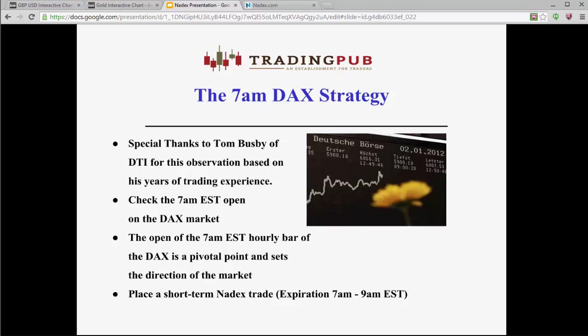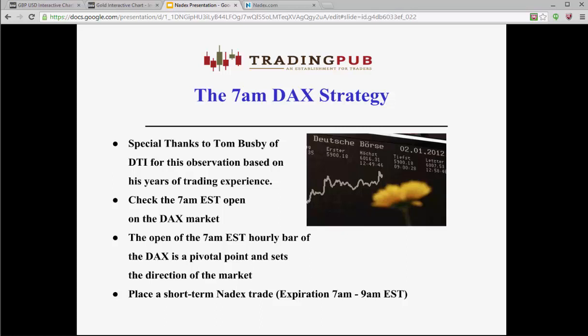Okay, this is the 7 a.m. DAX strategy. And I have Tom Busby to credit for this a lot. Tom did a webinar about a month ago that I was listening to, and he had 30 observations. I think it was observation number 5 that the 7 a.m. hourly bar for the DAX will generally set the direction for the DAX for that day. And then he just went on. I was like, wait a second, what are you talking about? That's a binary proposition. If it really does set the direction, this could be great information.